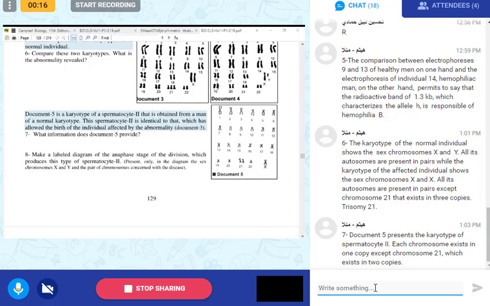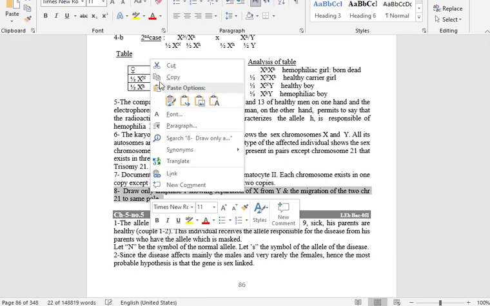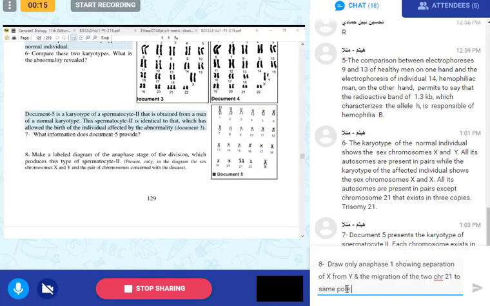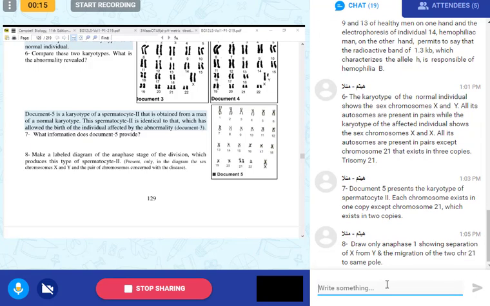So the problem is in anaphase 1. Instead of homologous chromosomes separating, there is no separation in anaphase 1, so that's why the two chromosomes come together here. Very good. Is this clear for all of you? Yes. Rana, would you please read the answer?